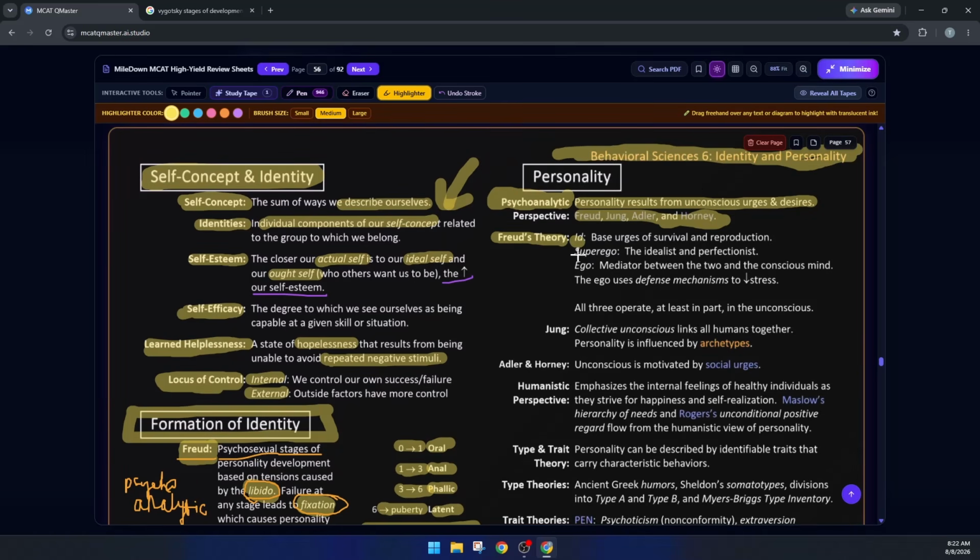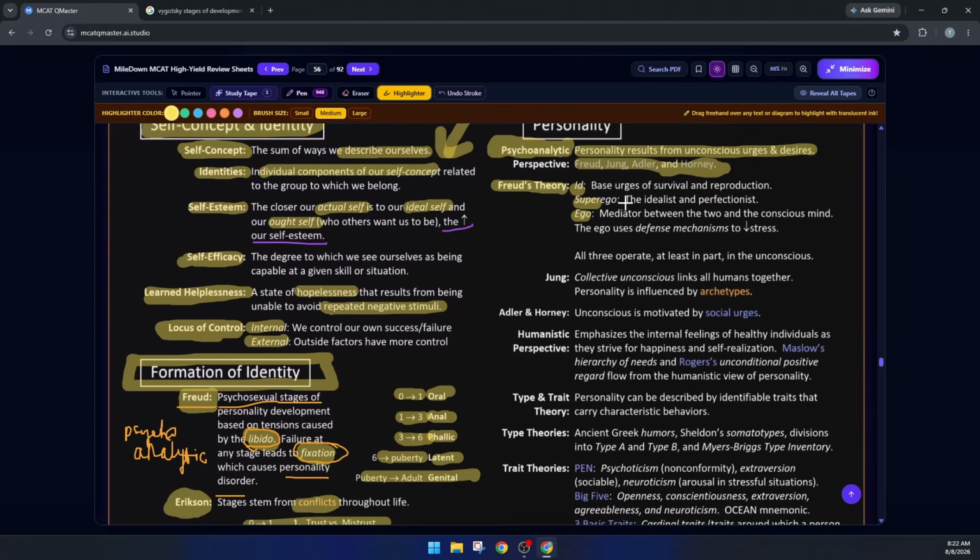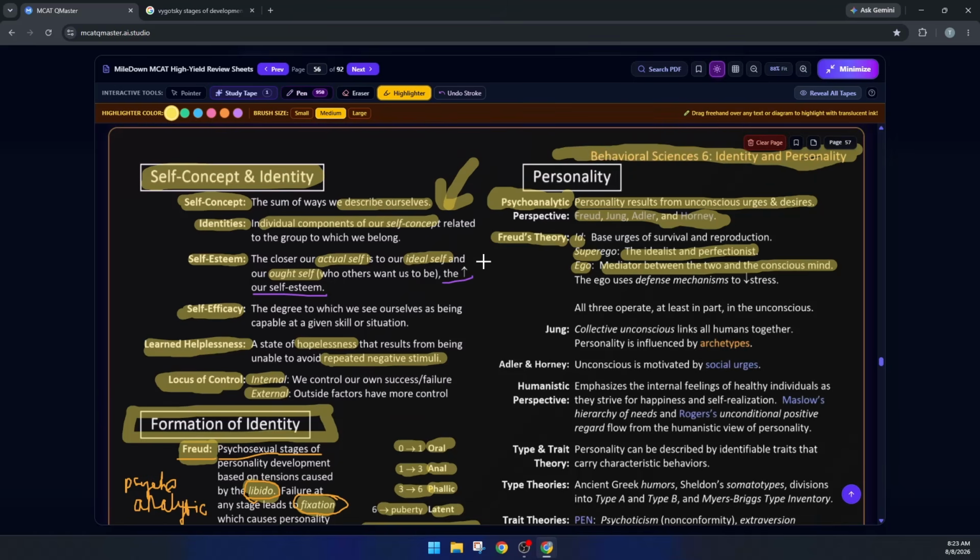Freud's theory is the id, superego, and ego. So your id bases your urges of survival and reproduction. And then superego is the idealist and perfectionist, and the mediator between the two, and the conscious mind, is your ego. So you can think of it as one of them's the devil on your shoulder. If you ever watch a movie like Wizards of Waverly Place, and they're talking to the devil on their shoulder, they're talking to the angel on their shoulder. If this example, by the way, makes no sense, you can find another example that makes sense to you.